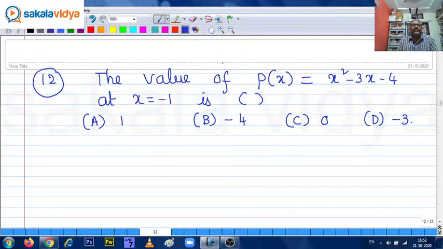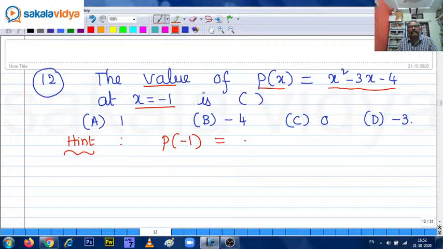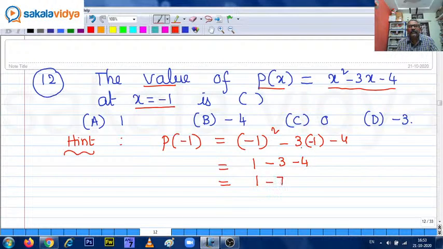Right. Let us see now. The value of P of x equals x square minus 3x minus 4 at x equals minus 1. That means what we need to find out is P of minus 1. So instead of x, substitute minus 1. Minus 1 square minus 3 times minus 1 and minus 4. So minus 1 square is plus 1, plus 3 and minus 4. Now 4 minus 4 is 0. Yes, absolutely correct. Option C is the right option.